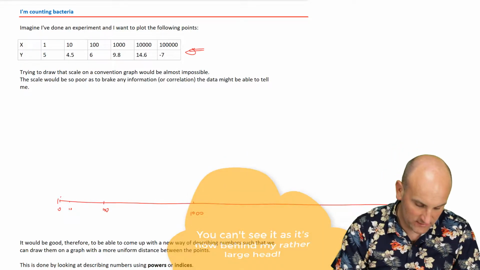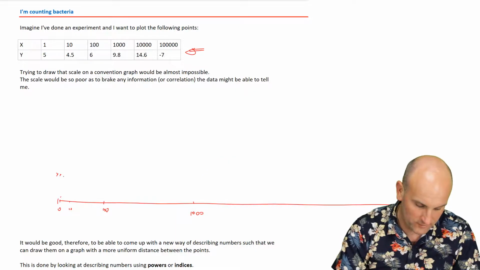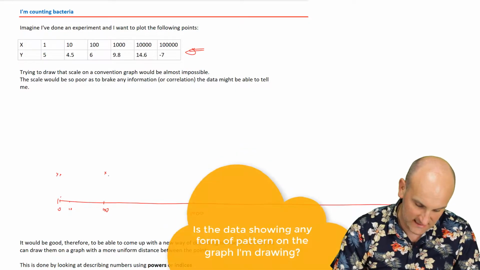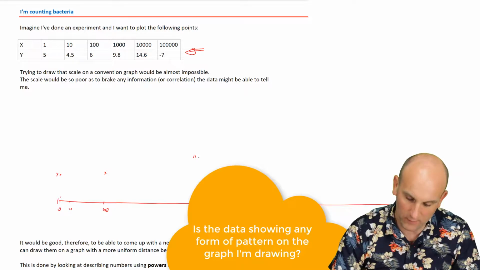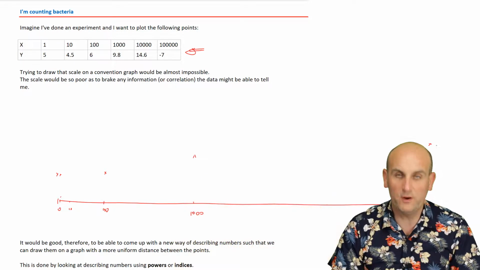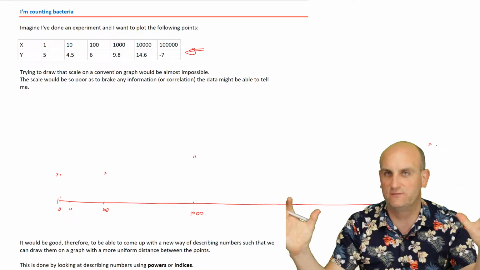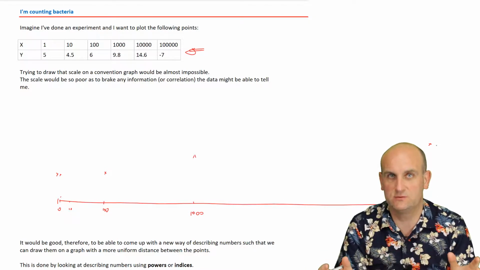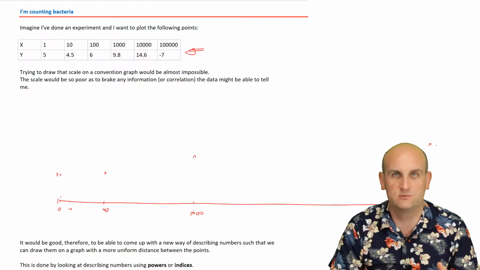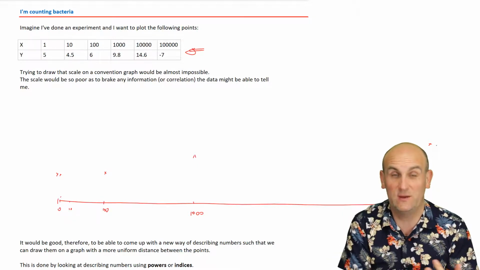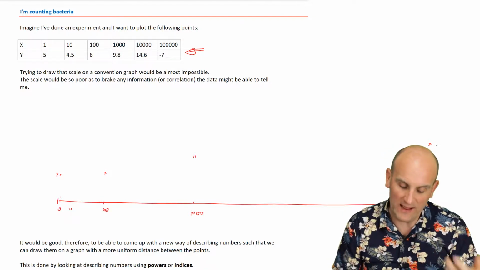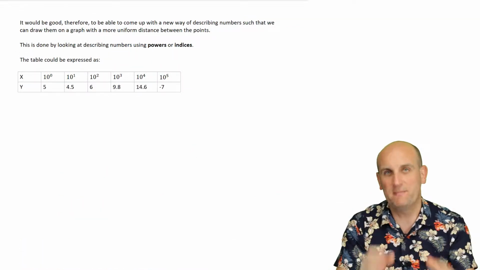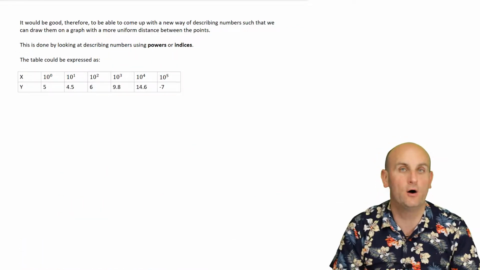And basically, we'd have a little kiss at 5, a little kiss at 4.5, maybe a kiss at 6, maybe a kiss at 9.8. And I know I'm not doing this very accurately, but what do you notice? This data is massively spread out. So far, in fact, it would make no sense to us whatsoever. We couldn't look at any patterns. We couldn't look at any relationships that we're having between this data. And so, actually, it would be amazing if we could come up with a whole new number system.